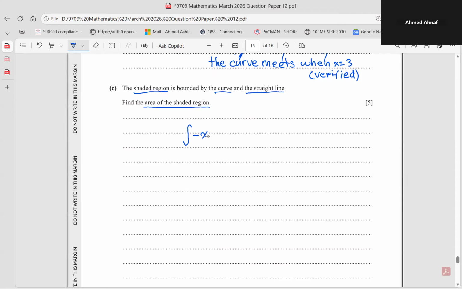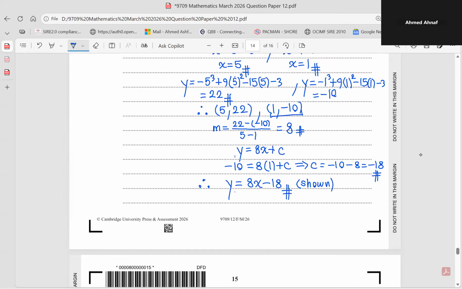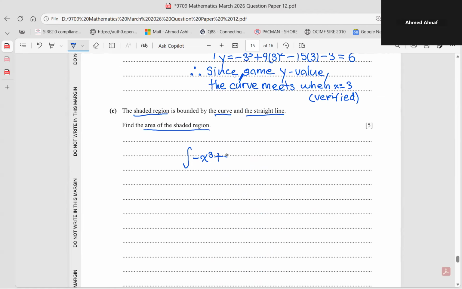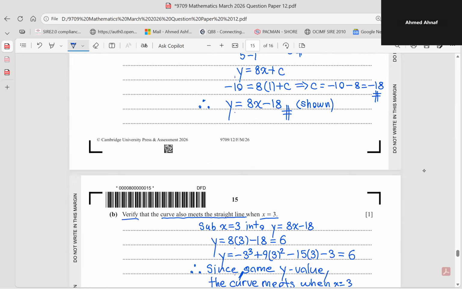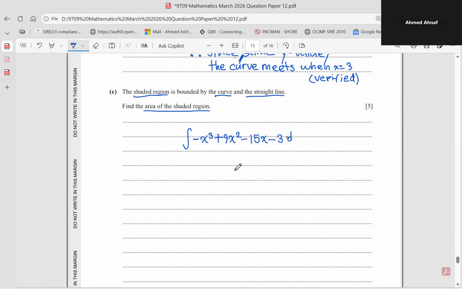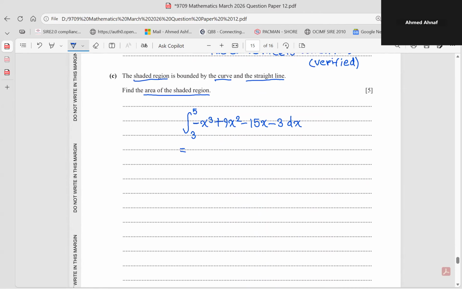So it's minus x cubed plus 9x squared minus 15x minus 3 dx, and then plug in your lower and upper limit. So in our case, it's 3 and 5. So 3 is the lower limit, 5 is the upper limit. Okay. And now you just integrate it with respect to x.